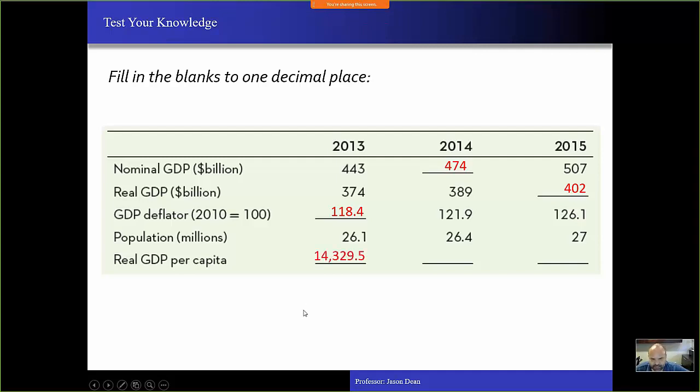And then real GDP per capita would be 14,329 in 2013, 14,734 in 2014, and 14,888.9 in 2015. Again, we're just taking the real GDP and dividing it by the population.